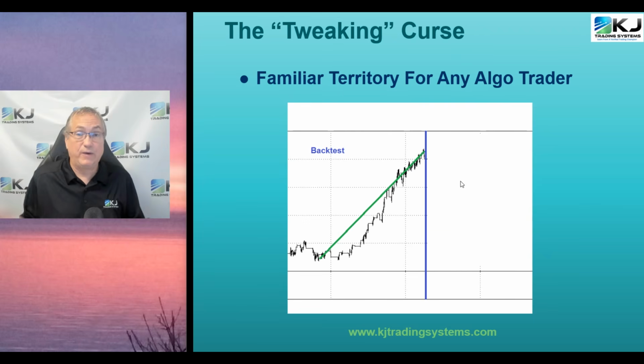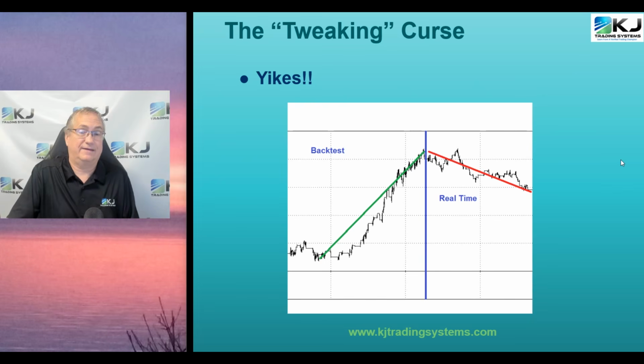So, talking about the tweaking curse that I mentioned earlier, this is what happens to a lot of backtesters and algo traders. They create a backtest, it looks pretty good. They stop it at the blue line. They say, yeah, this looks good. I've spent 2 weeks doing this, and I've made all kinds of modifications. I think this is it. And then they go live, and this kind of thing happens. And they're like, what happened? The backtest looks so good, and real time just fell apart. That happens a lot when you build algo strategies incorrectly.